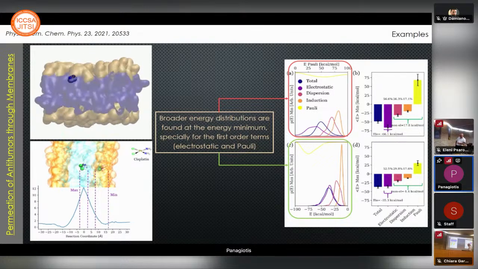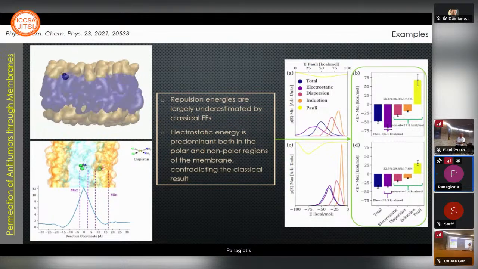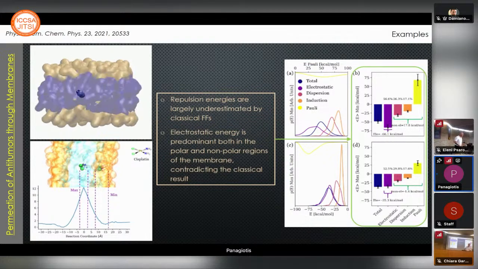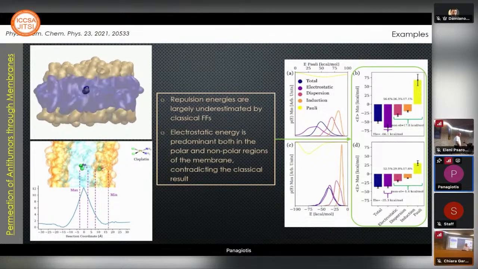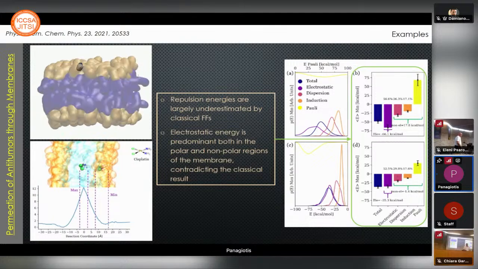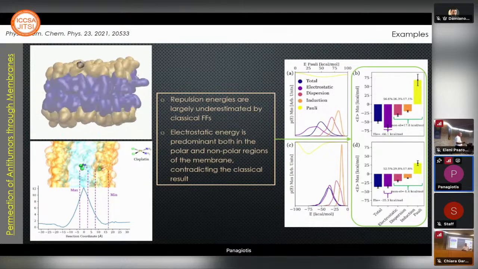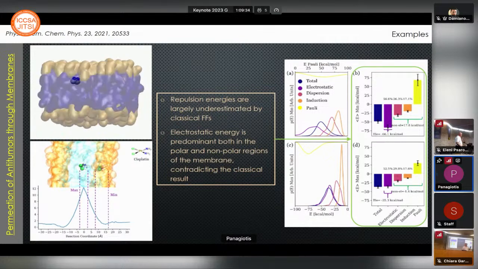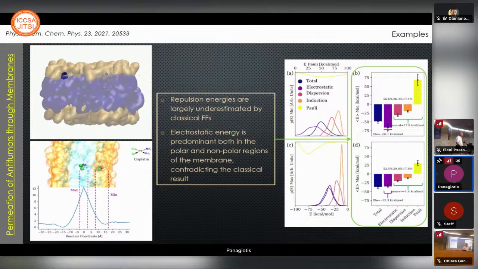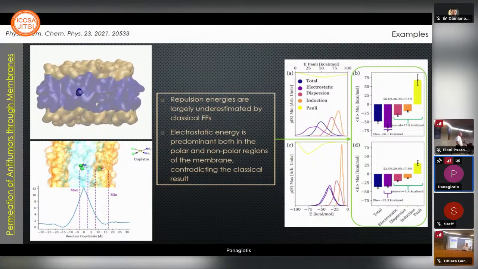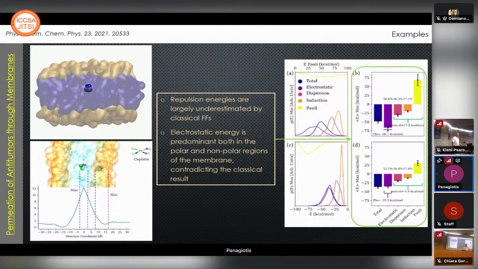The most interesting thing is that for the average energies, we found very important discrepancies with the classical simulations. That reflected an error compensation between electrostatic and non-electrostatic terms, which came mainly from a large underestimation of the Pauli repulsion by the classical force field. So here we found another failing of the classical force field.